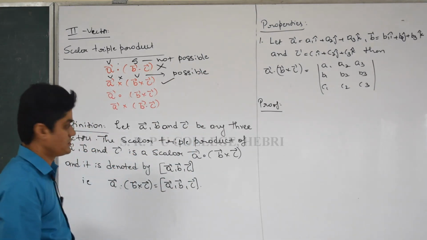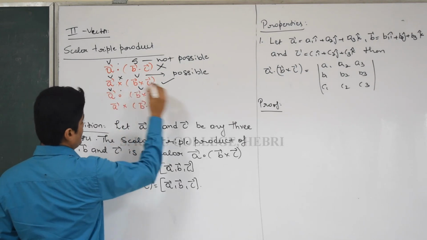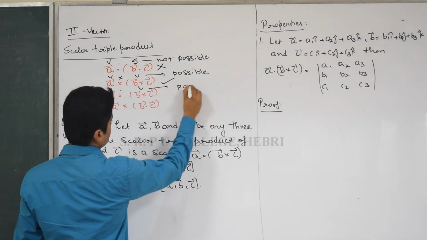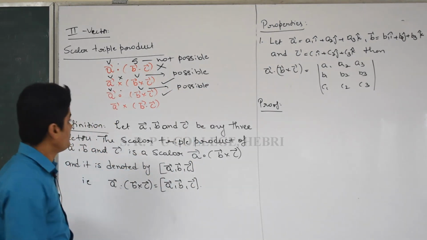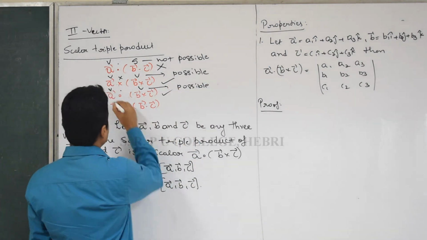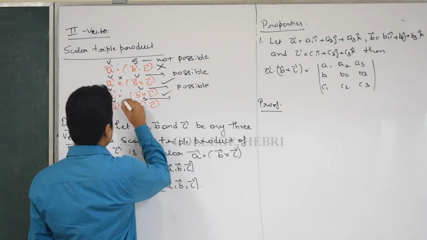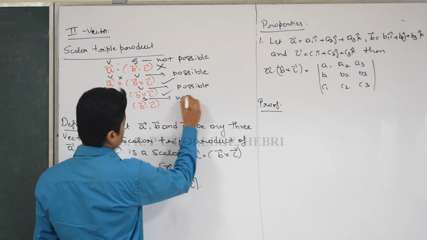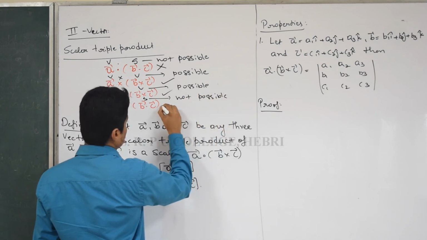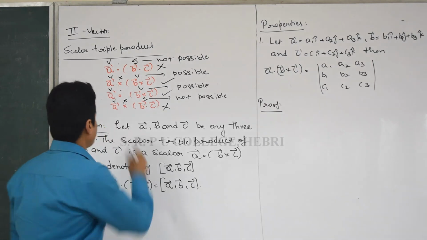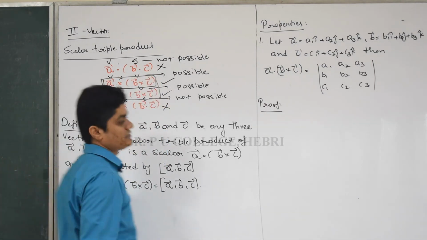The second one exists. The third one, vector A dot B cross C. Vector dot vector, even this is also possible. So even the third one exists. The fourth one, vector A cross B dot C. Vector cross scalar is also not possible. So this does not exist. So which two exist? The middle two exist. Remember, the first and last do not exist.